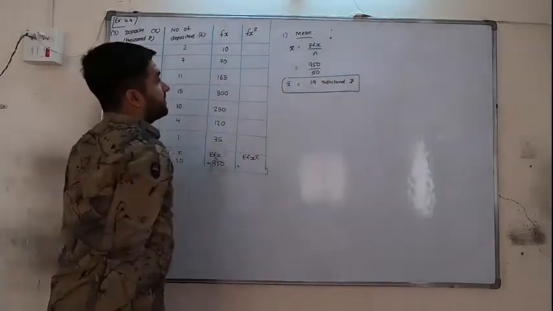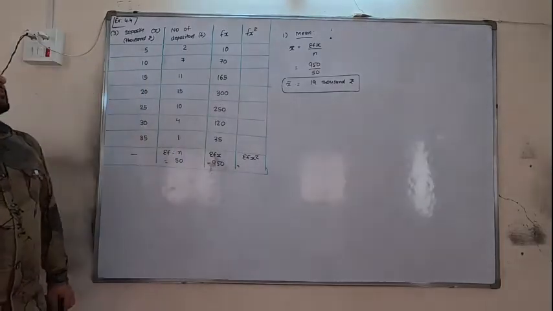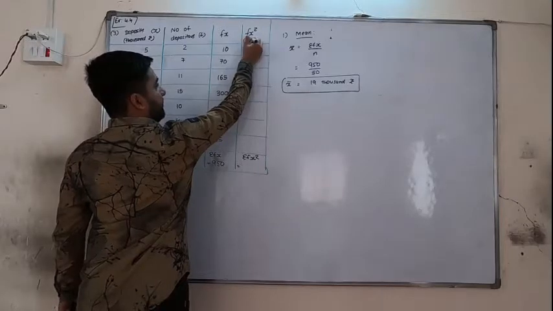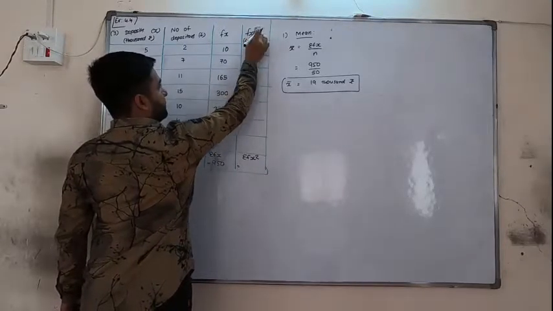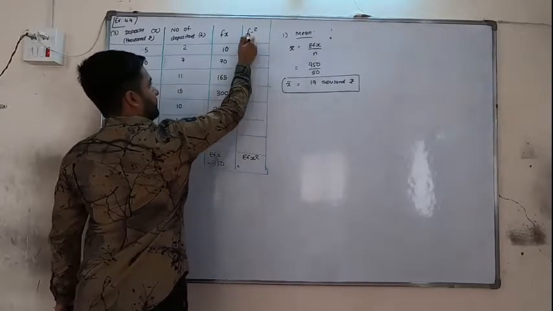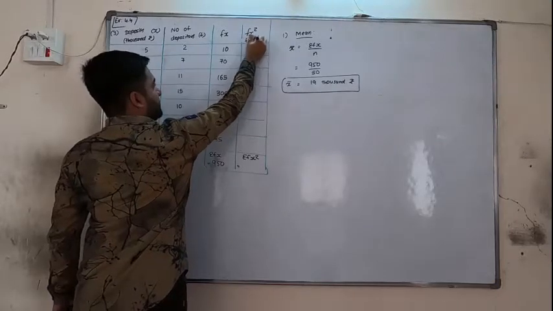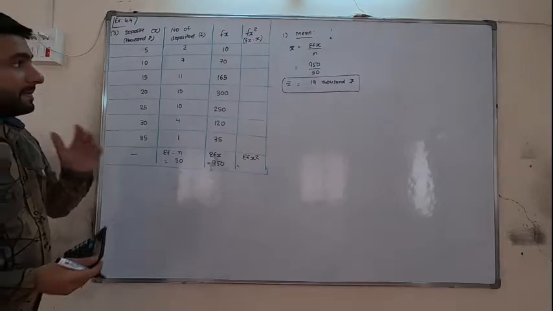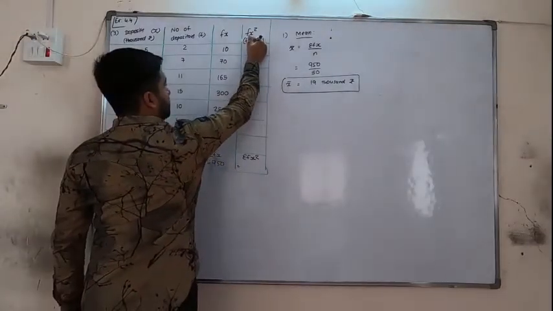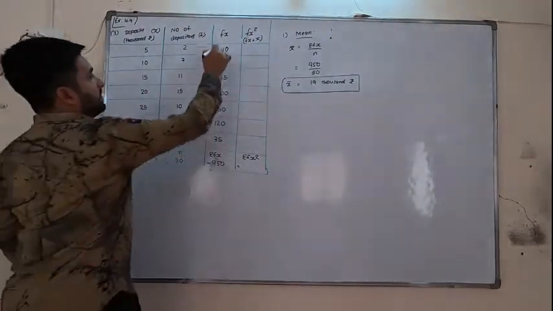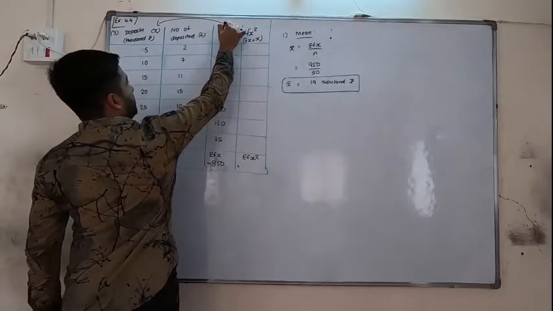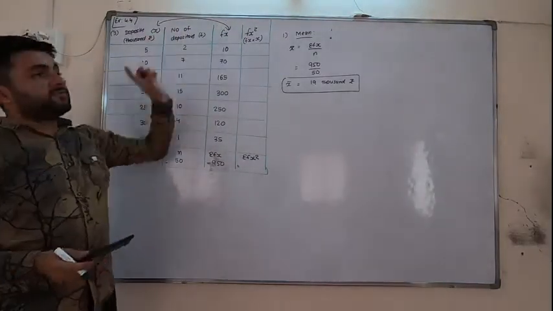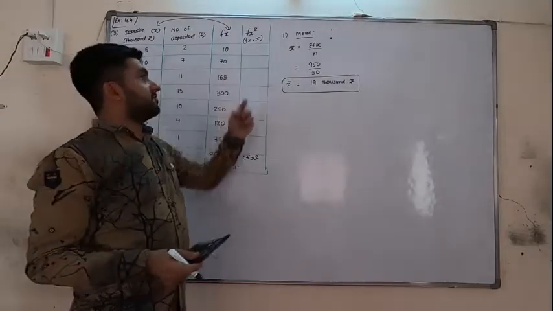Yeah. Now fx square. Now friends, how to find fx square actually? If you don't know, then you can write with pencil fx into x square. I will write fx into x. Fx into x means this column and this column, both these columns. So fx into x once more, so it will become fx square.